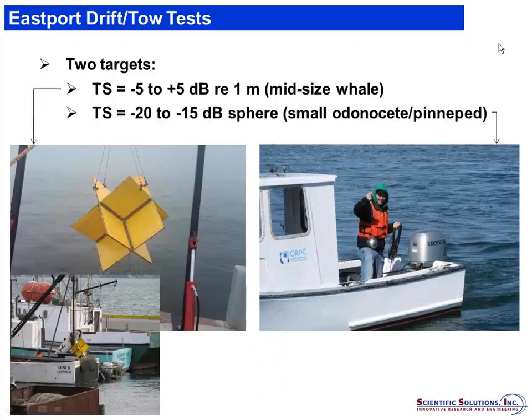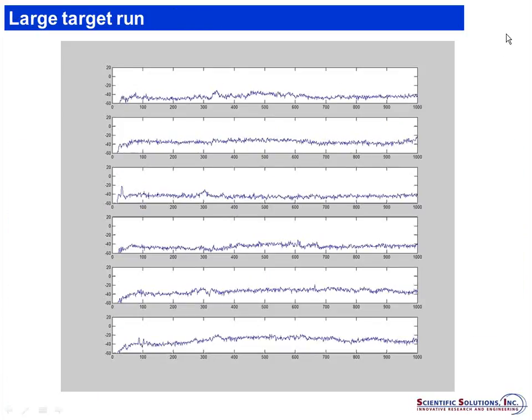And we dragged around some test targets. On the left is a test target that we used that simulates a mid-sized whale, and on the right, the person there is holding up a small target sphere that probably simulates something like a small animal, like a seal or a porpoise. And the next slide.